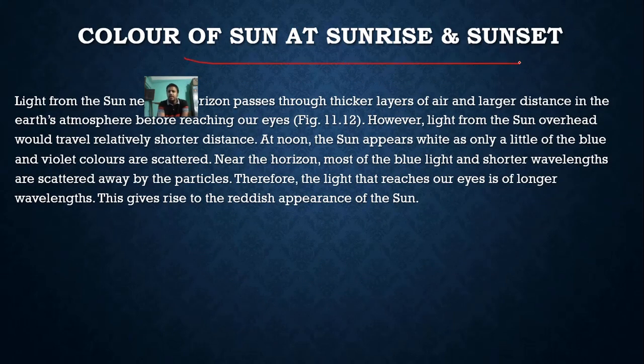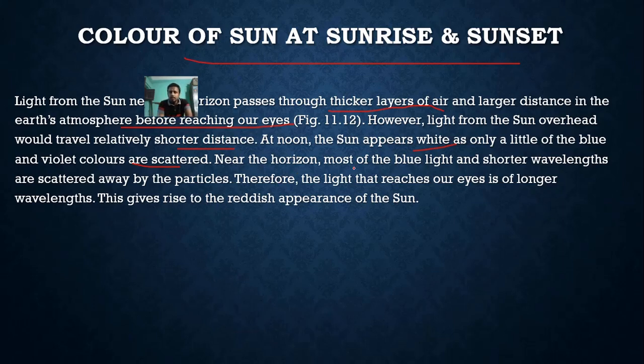Color of the sun at sunrise and sunset. Light from the sun near the horizon passes through thicker layers of air and a larger distance in the Earth's atmosphere before reaching our eye. However, the light from the sun overhead travels a relatively shorter distance. At noon, the sun appears white, as only a little of the blue and violet colors are scattered. The distance traveled by the sun's light at noon, when it is overhead, is very small as compared to its distance at the horizon.